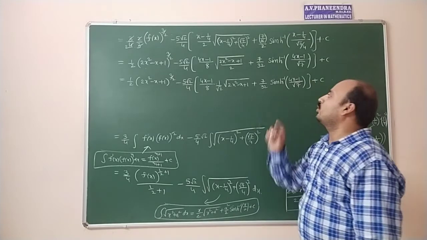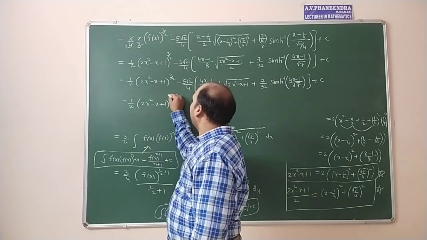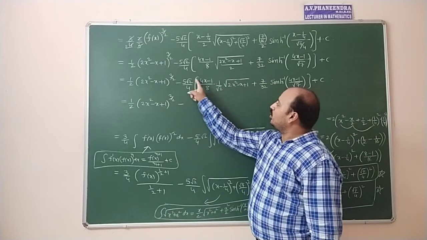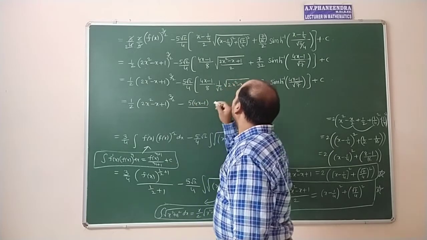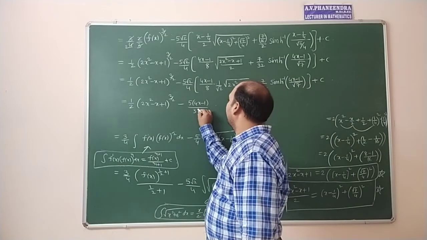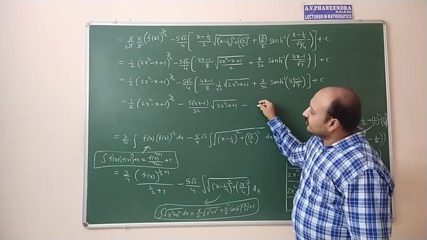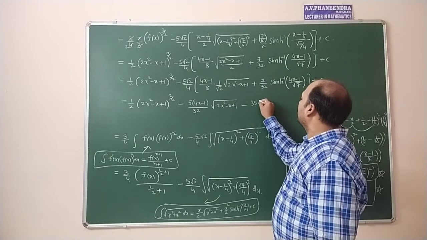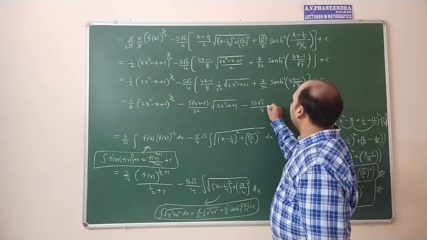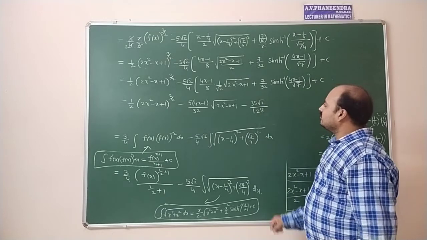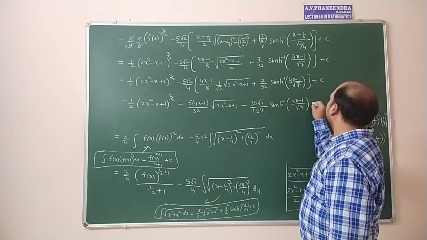Now actual multiplication we have to do here, which is equal to 1 by 2 (2x square minus x plus 1) whole power 3 by 2 minus, here root 2, here root 2 get cancelled, 5 into 4x minus 1 divided by 4 into 8, 32, into square root of 2x square minus x plus 1, minus into plus is minus, 5 into 7, 35 into root 2 divided by 4 into 32, 4 twos are 8, 128, into sinh inverse of 4x minus 1 divided by root 7 plus c.